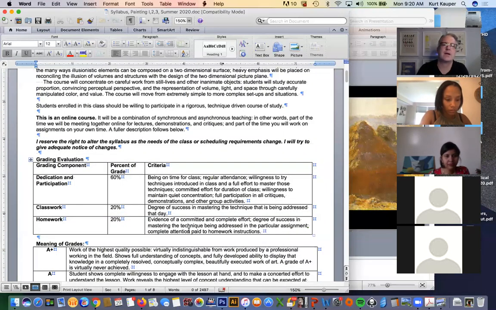So grading, I do want to talk a bit at some length about grading, just because I've run into some issues with grading in the past year. So I want to make a few things clear. So the grade I give you, as you can see there on the grading evaluation table, is based primarily on basically how hard you work. That's what I mean by dedication and participation. So I do that for two reasons.